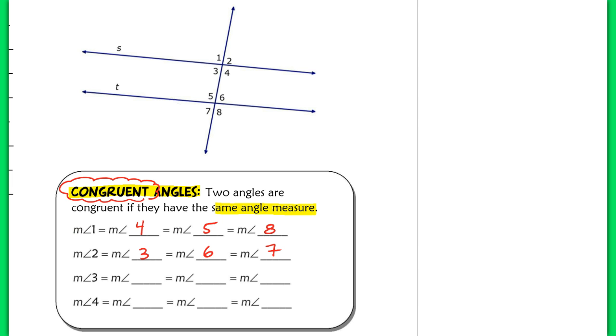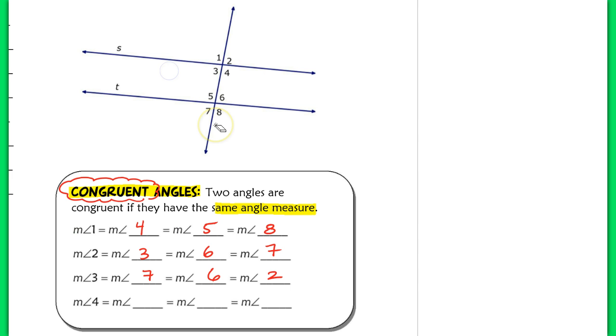Now let's look at angle 3. Angle 3 is going to be congruent to angle 7. This is in the bottom left. This is also in the bottom left. So angle 3 is congruent to angle 7. Now, angle 7 is congruent to angle 6. So the measure of angle 3 is also equal to the measure of angle 6. And back up here, angle 3 is also equal to angle 2. Okay, so we're just seeing basically repetitive relationships.